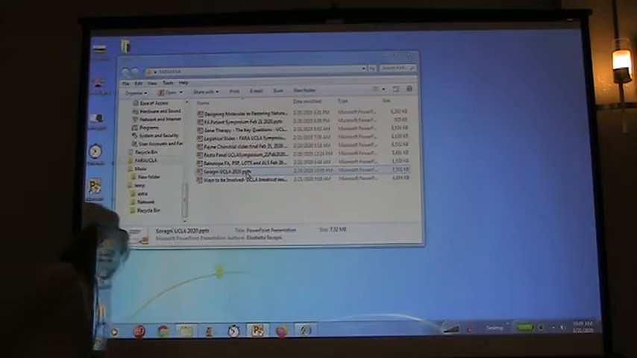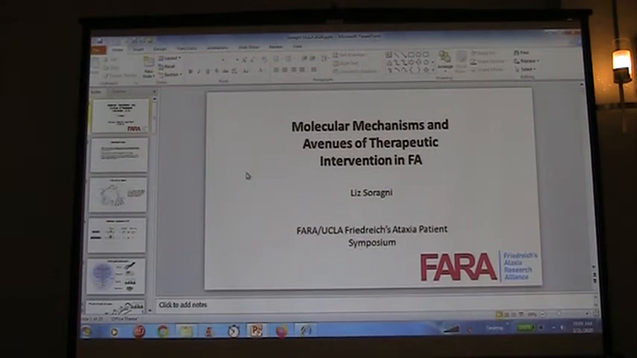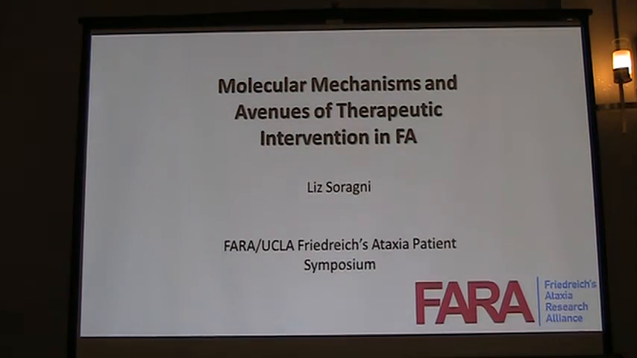So our next talk is going to be by Elisabetta Soragni, and Liz is FARA's new Associate Director of Research. She came on full-time in January, but Liz has been working in the FA space for about 10 years, and just making the transition from the lab bench to FARA to help us advance a bunch of our research initiatives. And so I'm really excited to have Liz here today, and she's going to take you through a little bit deeper dive into the molecular mechanisms of FA and the various treatment approaches that go with what we understand about FA.